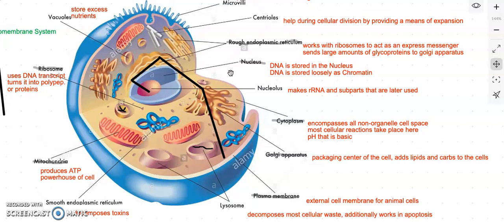Another minor, you could call it, organelle is the smooth endoplasmic reticulum. It basically just decomposes toxins by removing OH groups. And the final so-called minor important organelle is the lysosome. The lysosome decomposes most cellular waste. In helper T cells, it destroys bacteria and foreign agents, and it also works in apoptosis, or controlled cell death.